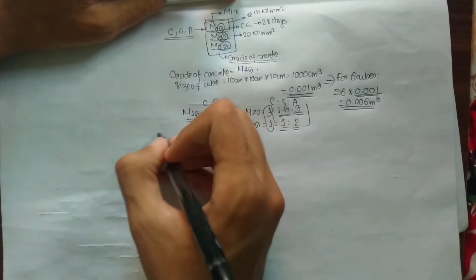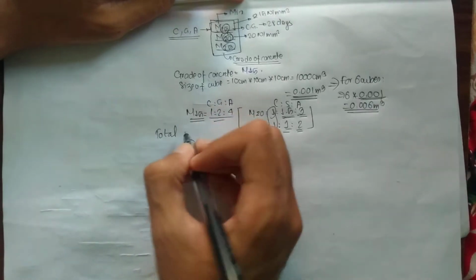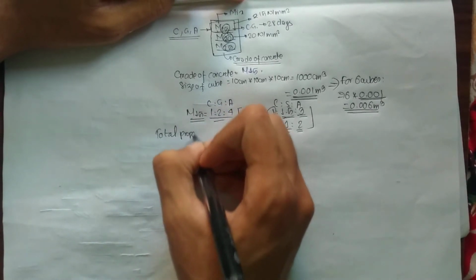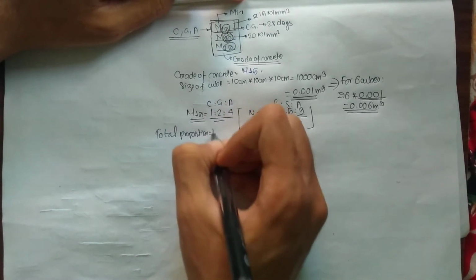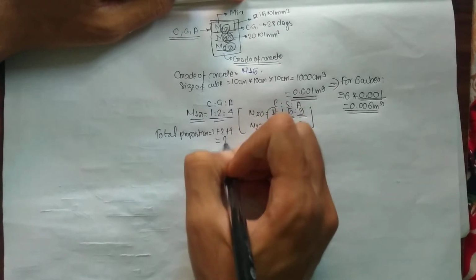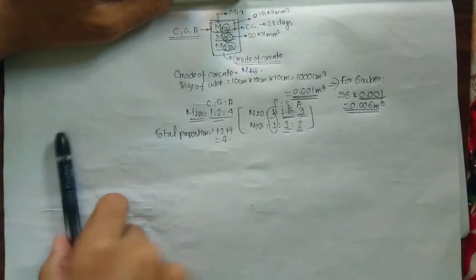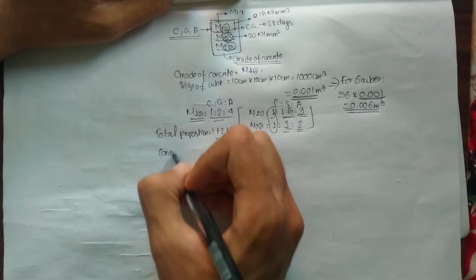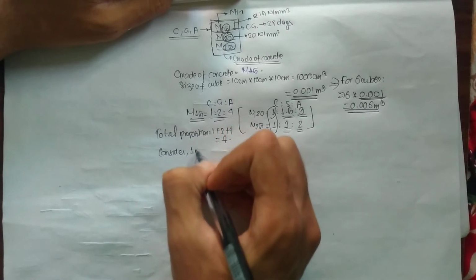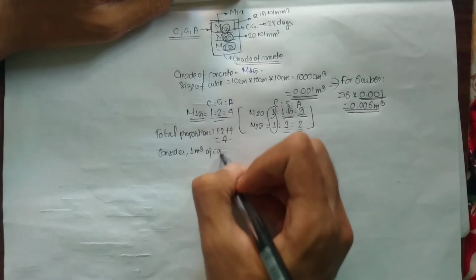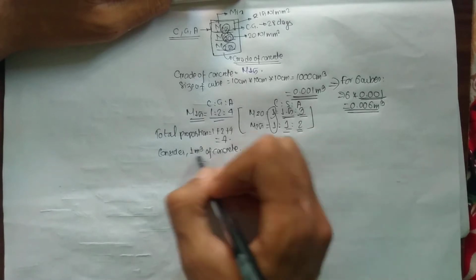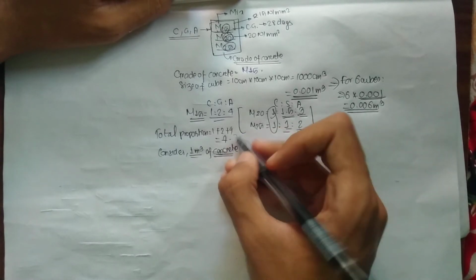So here right now the total proportion equals 1 plus 2 plus 4. This is 7. So right now we will consider 1 meter cube of concrete. We are considering 1 meter cube of concrete, and we are considering wet volume.